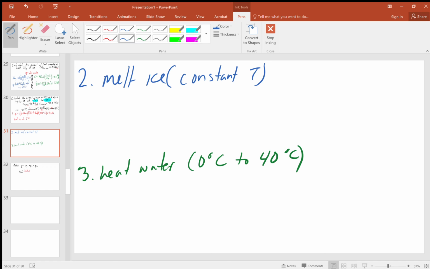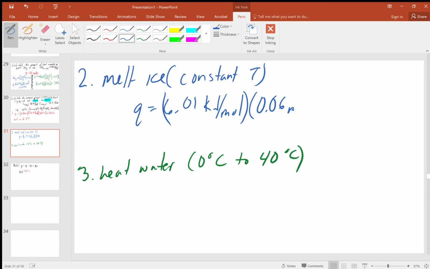Now we need to melt the ice. For melting ice, this is equal to the delta H value, and we get this from the previous problem, 6.01 kilojoules per mole. And we already calculated our number of moles in the previous step is 0.06 moles. And so that gives us a total of 41 joules.